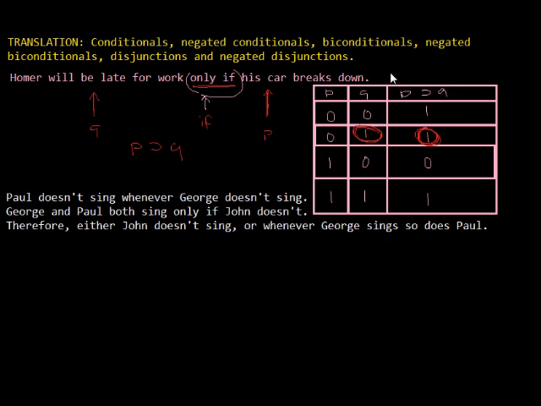in which P and Q have their respective values, the horseshoe is not true in any row where P is true but Q is not. So the premise only if the conclusion. It cannot be the case that the premise is true but the conclusion is false. I hope that makes some amount of sense.